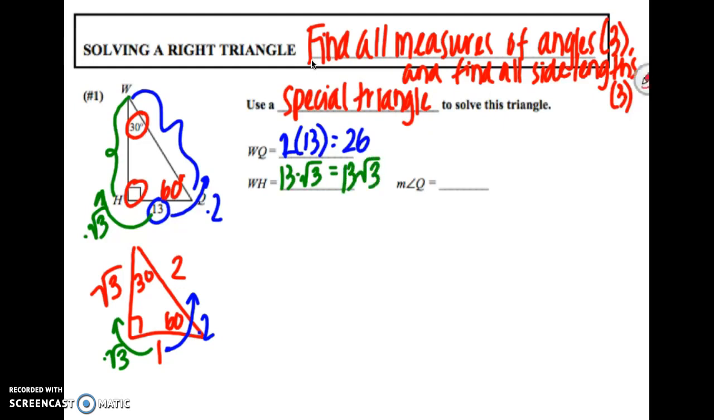And just taking 180 and subtracting off 90 and 30, we get an answer of 60 degrees. So we know the measure of angle Q is 60 degrees.